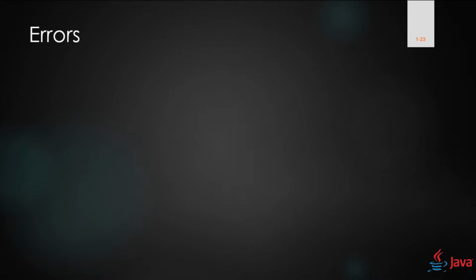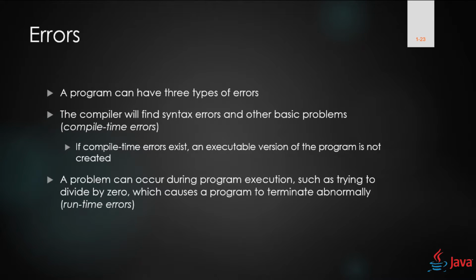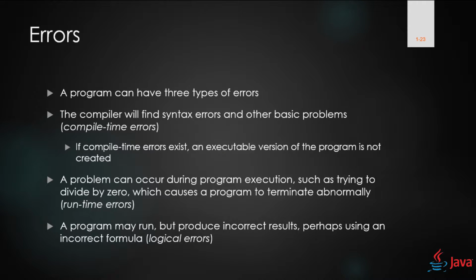Next up, we have errors. A program can have 3 types of errors. The compiler will find syntax errors and other basic problems, which we call compile time errors. If compile time errors exist, an executable version of the program will not be created. A problem can occur during program execution, such as trying to divide by 0, which causes a program to terminate abnormally. These are what we call runtime errors. And third, a program may run but produce incorrect results, perhaps using an incorrect formula. We call them logical errors.